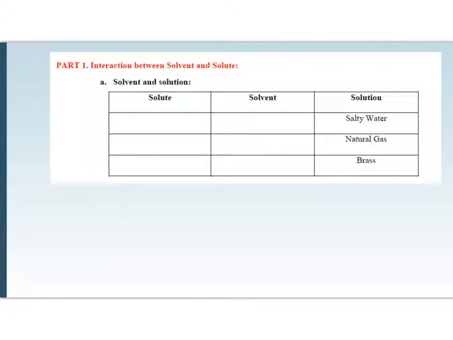Okay, let's remember 9th grade, 10th grade, what was solvent, what was solute, and let's start with an example. For example, if you have a salty water here, salt will be the solute where water will be the solvent, or you can have natural gas. Natural gas mostly contains methane gas, and the solutes can be ethane, propane.